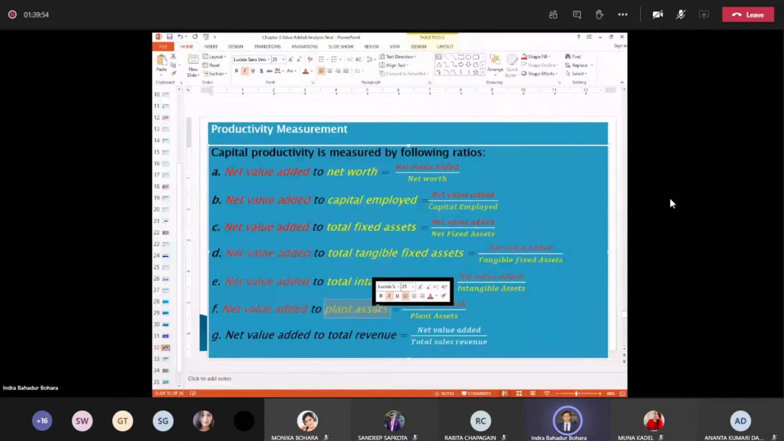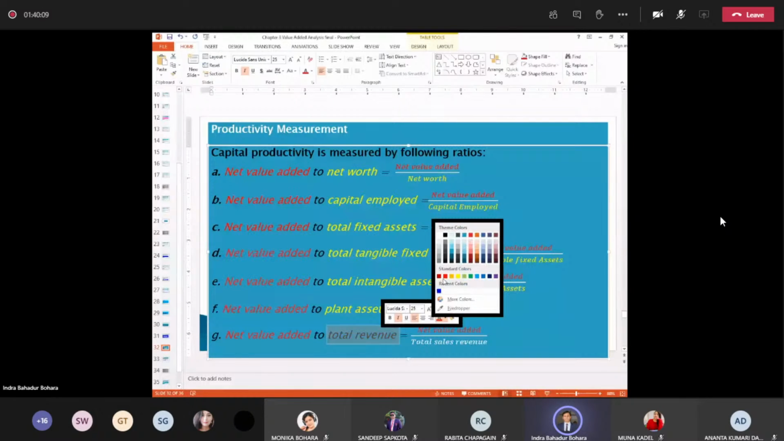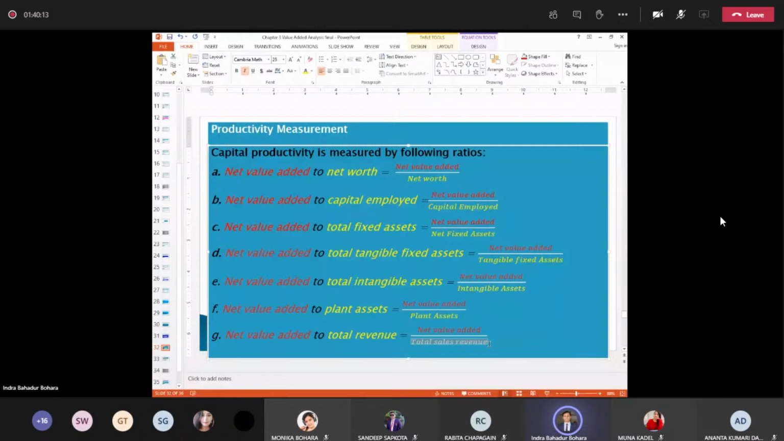And the last one is net value added to total revenue. Total revenue means sales revenue, if it is a manufacturing and trading company. If it is a service company, the value added comes out of the service revenue. Therefore, we write service revenue in the denominator. So total revenue is the second factor, the denominator. Net value added is the first factor, so it is in the numerator.